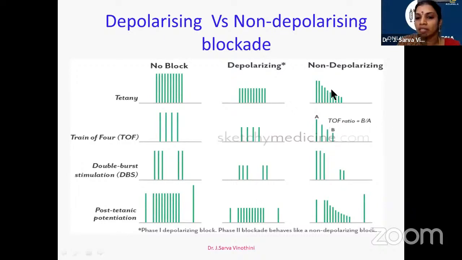So we can see fade that is happening in response to tetany and TOF with non-depolarizing muscle relaxant. Double burst also shows fade, and there is post-tetanic potentiation also happening with non-depolarizing muscle relaxant. All these actions occur because of the action of the non-depolarizer on the presynaptic acetylcholine receptors. This presynaptic acetylcholine receptor helps in mobilization of the acetylcholine containing vesicles, and they aid in the release of the vesicles also. So this mobilization and release is being hampered, and that is why we have fade.